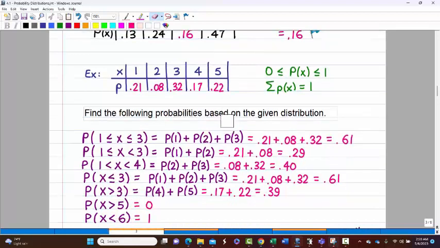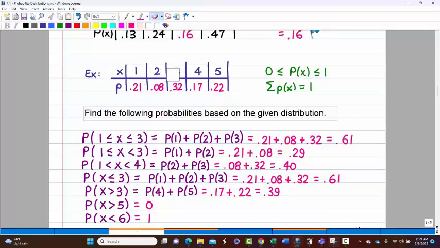So we want to solve these probabilities based on these distributions. Now you've got to be real careful reading your inequality symbols from algebra. If it's got the bar below it, that means equal. So this is saying X between 1 and 3, and if you've got the equal at both of those, that means you include 3 and you include 1. So all the X's between 1 and 3 would be 1, 2, 3.